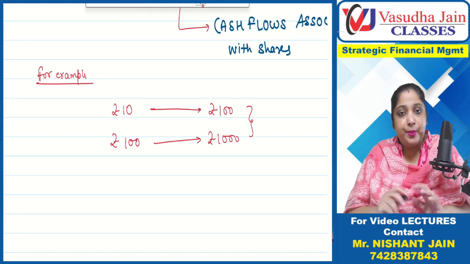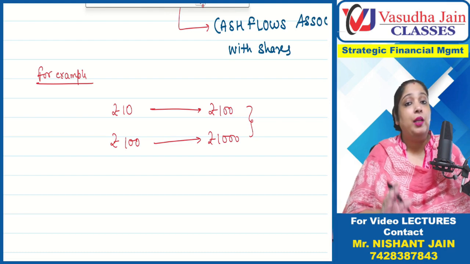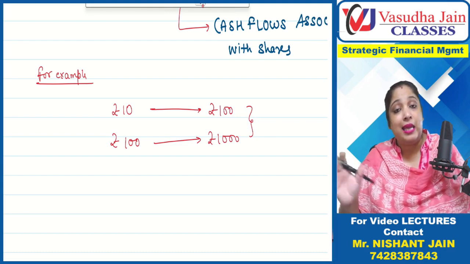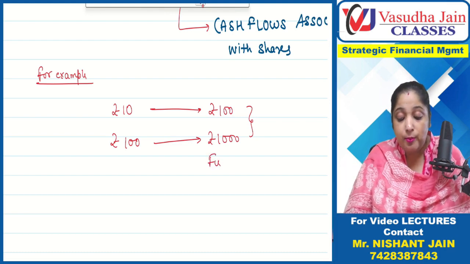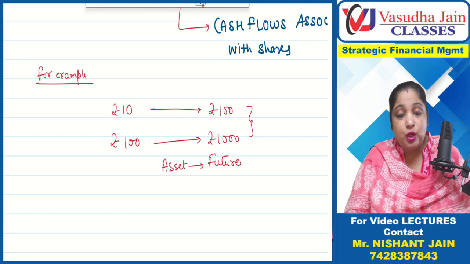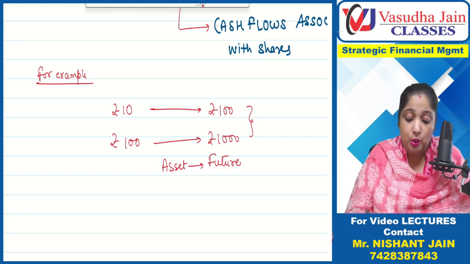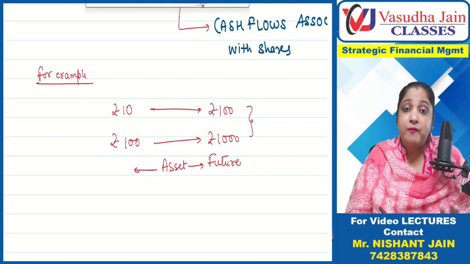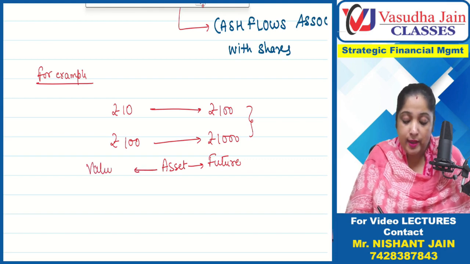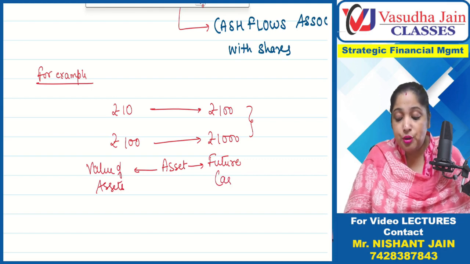So my purpose here is to make you understand that when you get more benefits in future, this is very important. Now the word is coming: future. When you expect from an asset that in future you are going to get more benefit, more cash inflows are going to come, then you are willing to pay more value for the asset. That means the value of an asset increases if your future associated cash flows increase.